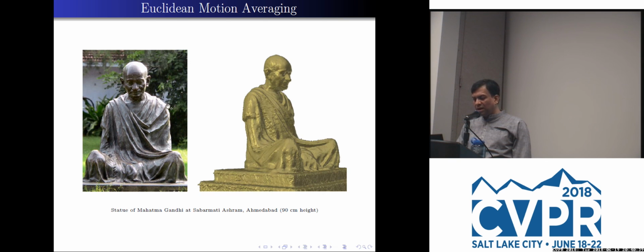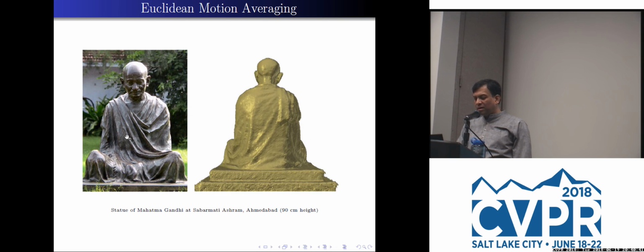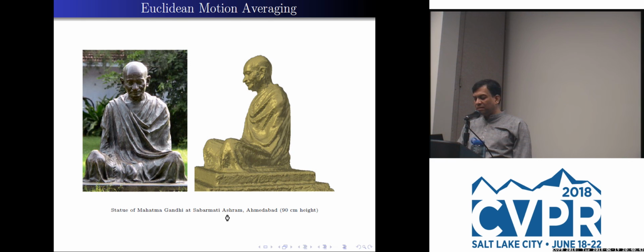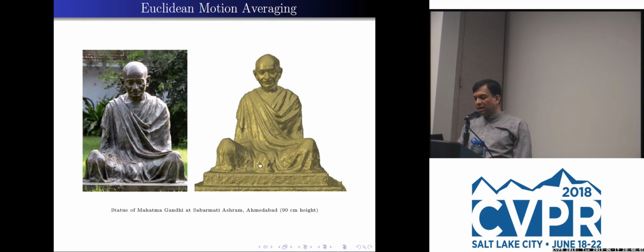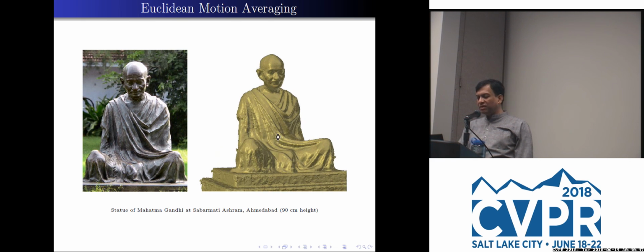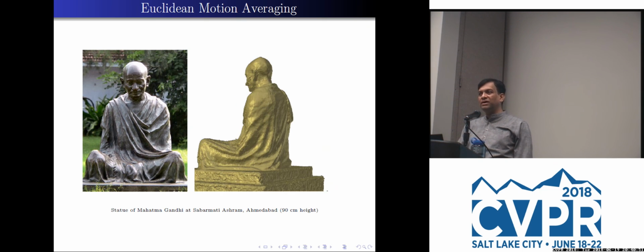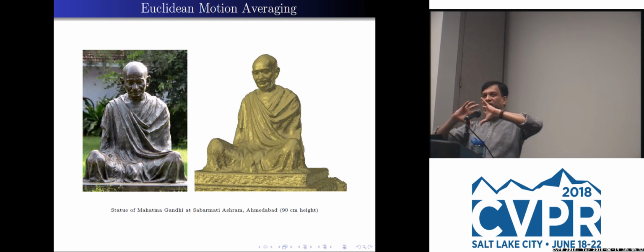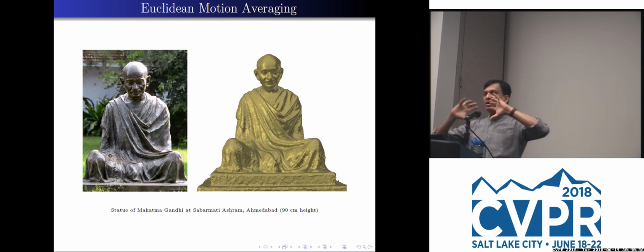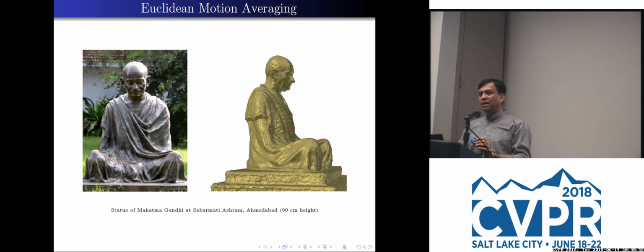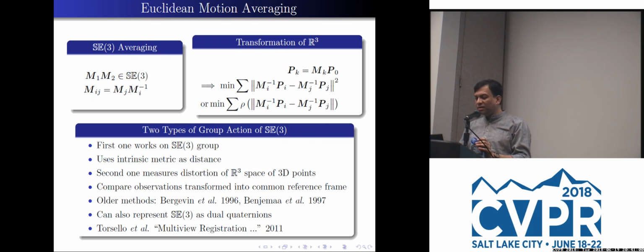Here are some examples of reconstructions. This is a life-size statue of Mahatma Gandhi at his ashram in Ahmedabad, in Western India. And this is our reconstruction with about 30 scans. Once you take a global view of the problem, you can stitch things together in a consistent fashion.